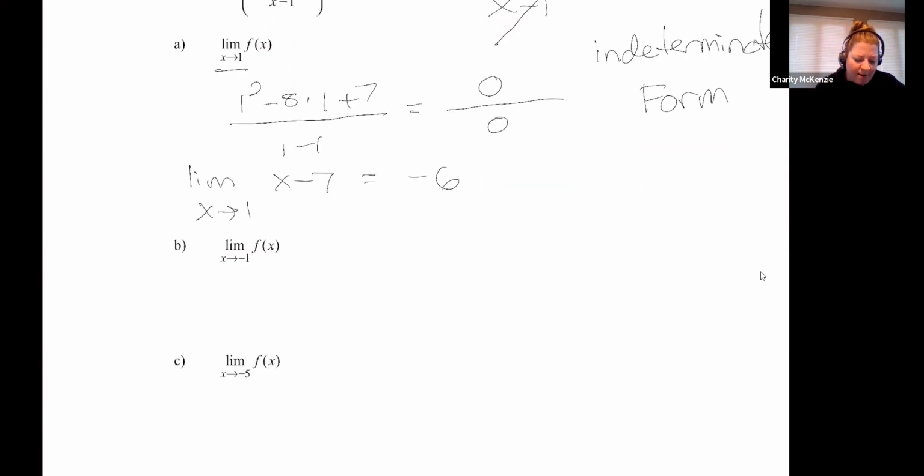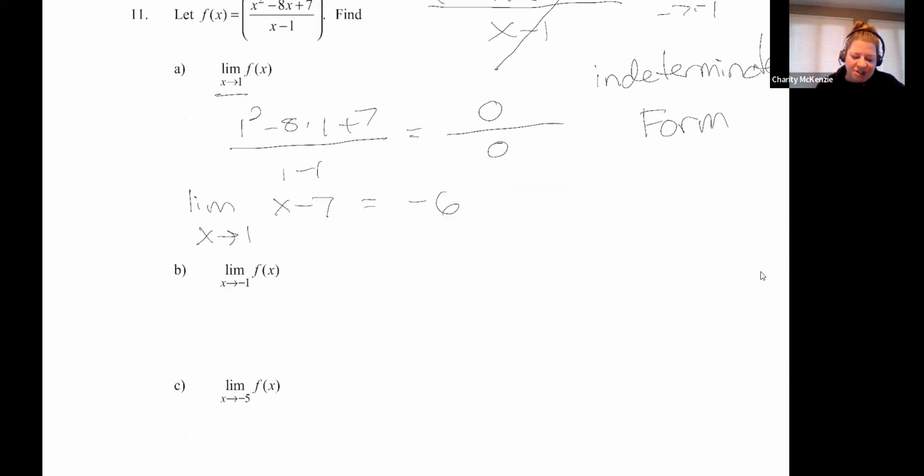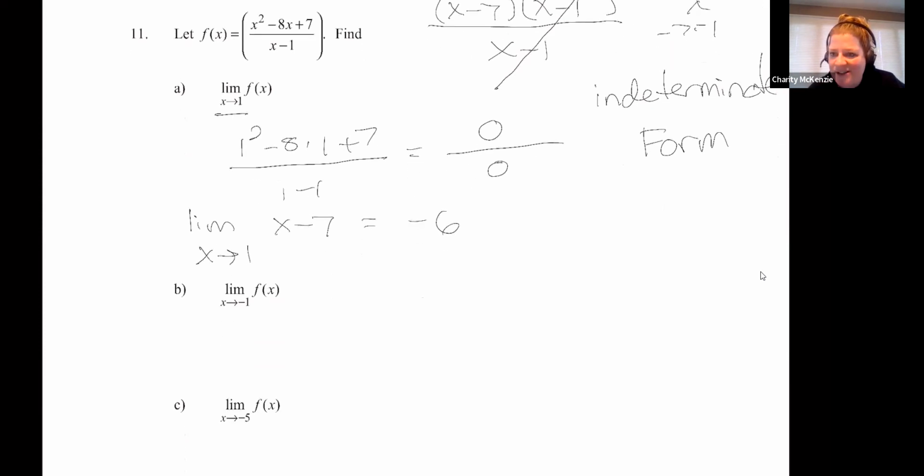Okay, so problem B and problem C are just putting the value in and getting an answer. It's just a fraction. So you just put in -1.